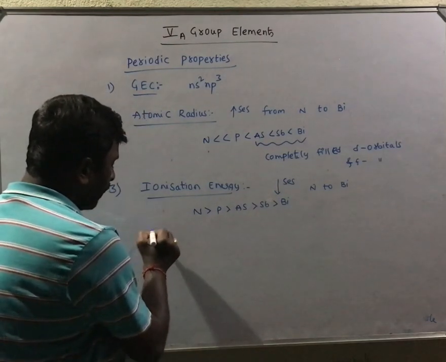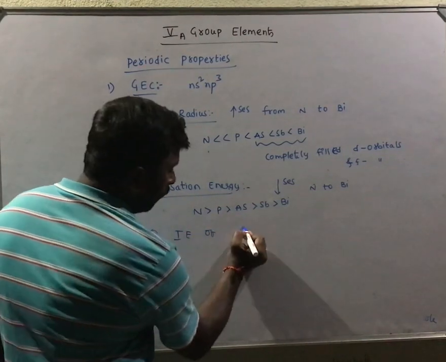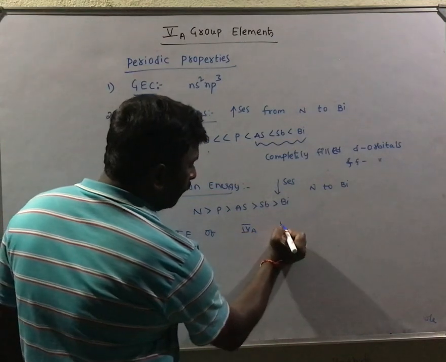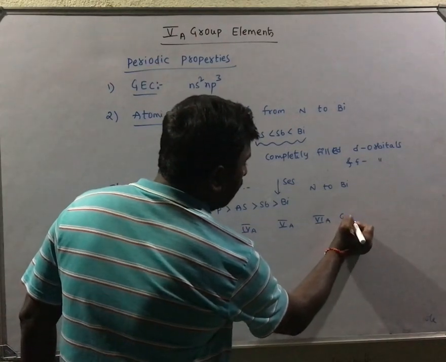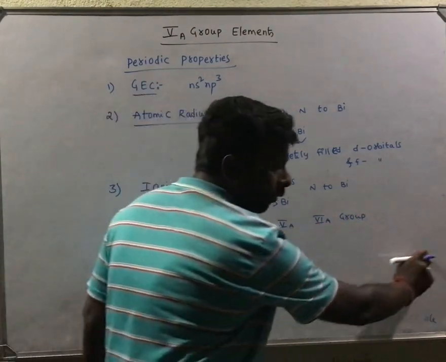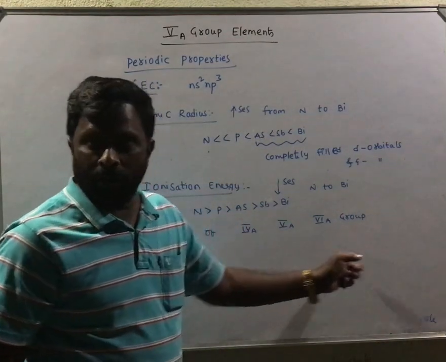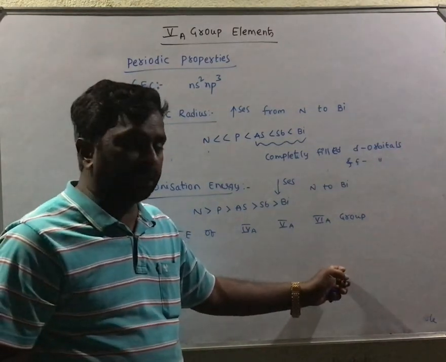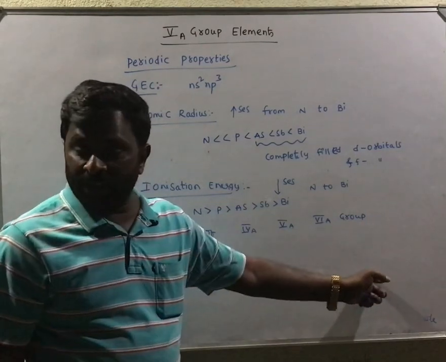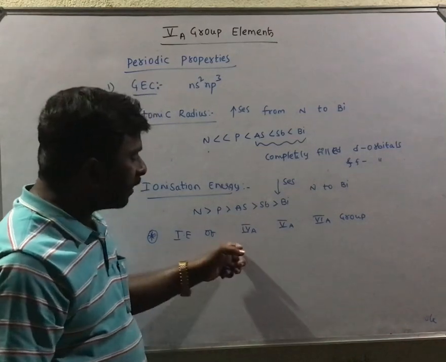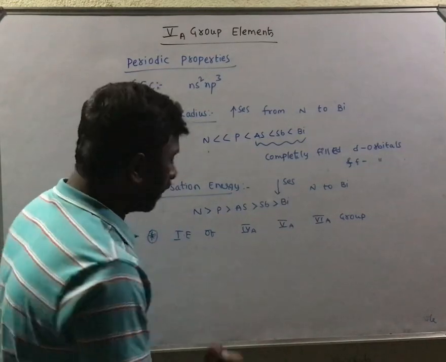Here the one important point is the ionization energy of group 14, group 15 and group 16. Actually we are going from left to right here: 4A, 5A, 6A. What happens? Atomic radius decreases, which means ionization energy increases. So which has more ionization energy? 6A is more ionization energy.